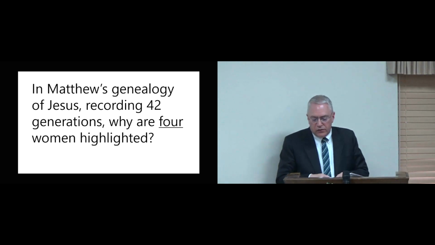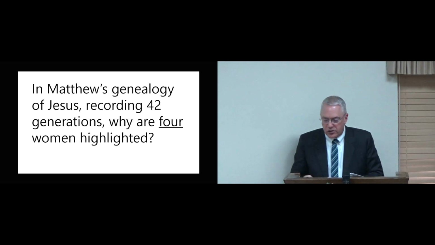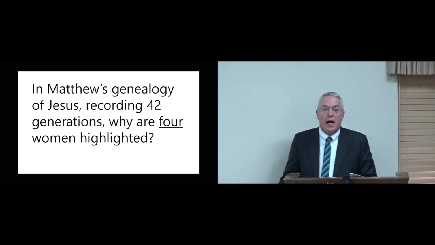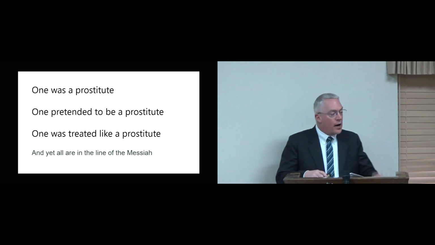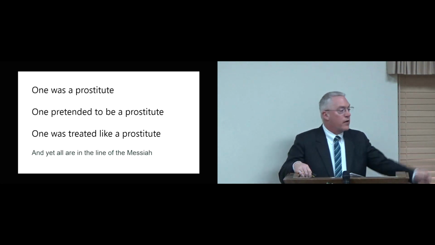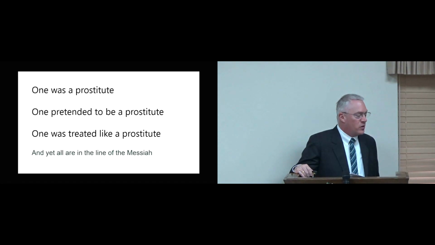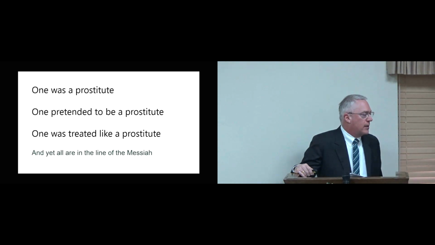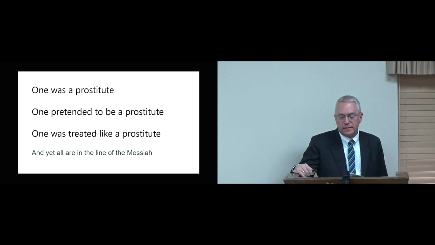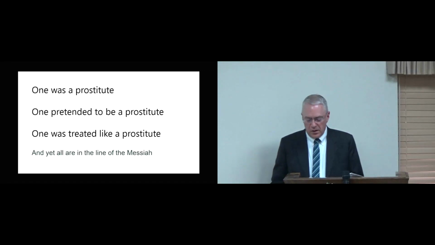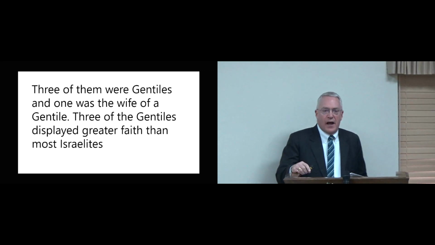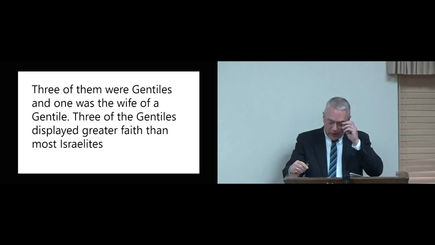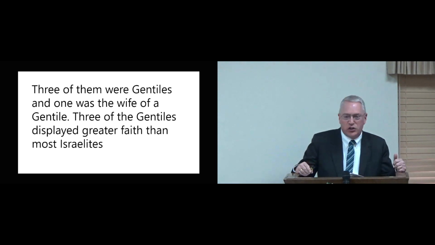So, Matthew's genealogy of Jesus records 42 generations. Why are 4 women highlighted? One of them was a prostitute. One of them pretended to be a prostitute. One of them was treated like a prostitute. And yet all of them are in the line of the Messiah. God redeems. 3 of the women were Gentiles. And the 4th one was the wife of a Gentile.